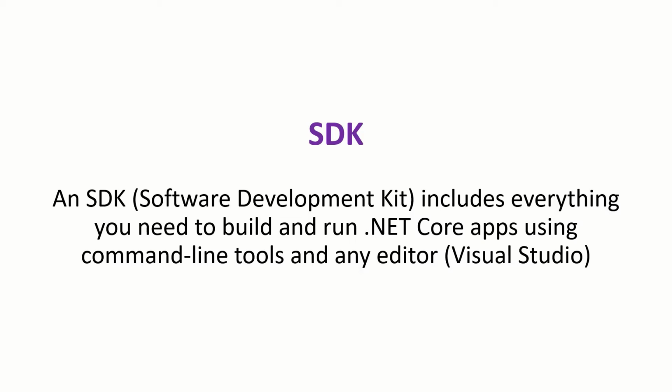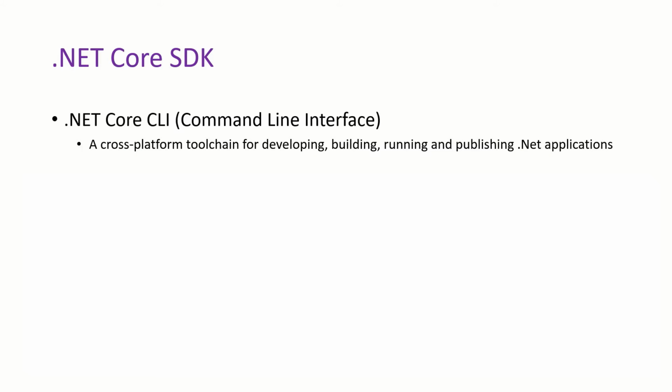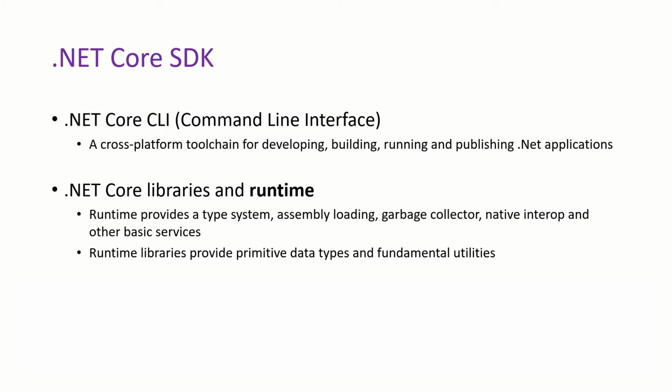But which are the tools that the .NET Core SDK includes? The .NET Core SDK includes a command line interface which is named .NET Core CLI. It is a cross-platform toolchain for developing, building, running, and publishing .NET Core applications. The .NET Core SDK includes the .NET Core libraries and the runtime. The runtime provides a type system, an assembly loading, a garbage collector, etc. And the runtime libraries provide primitive data types and fundamental utilities.